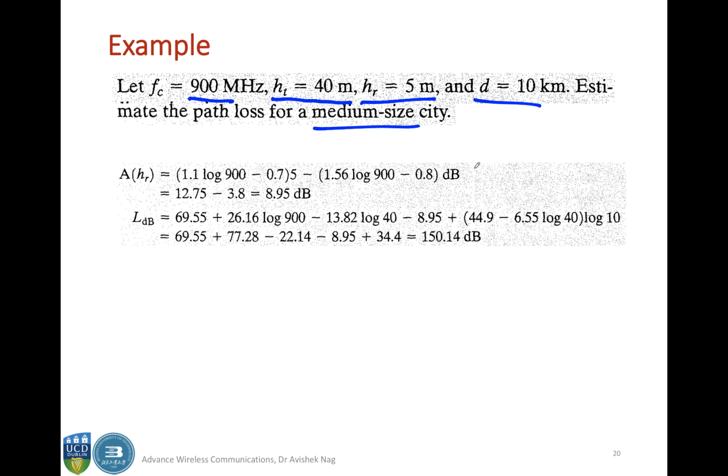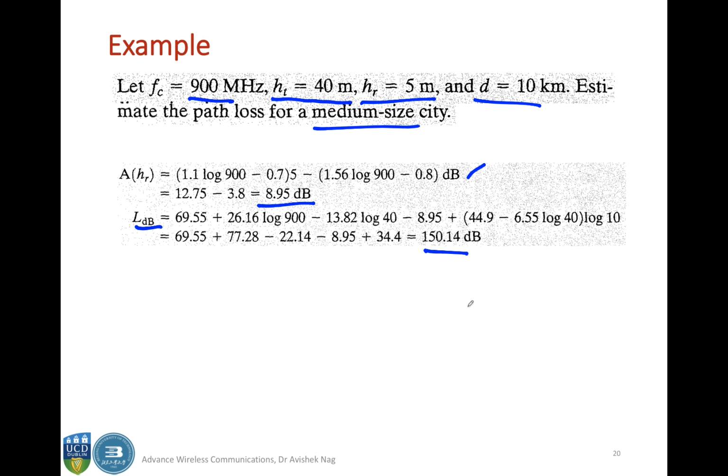For a medium sized city, according to the formula given in the previous slide, you have this adjustment factor. You calculate this adjustment factor based on the values given here. Finally, you calculate the path loss using the path loss formula, and you get 150 dB of path loss for a 10 kilometer distance. You can see that 150 dB is quite a high loss.